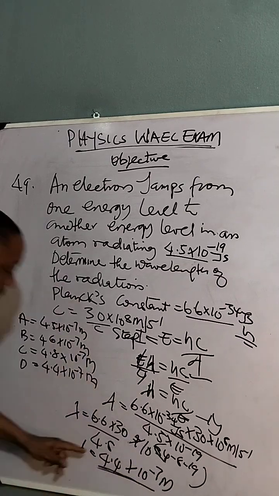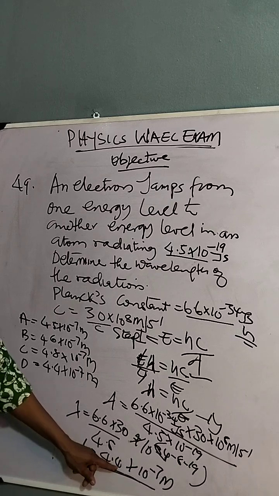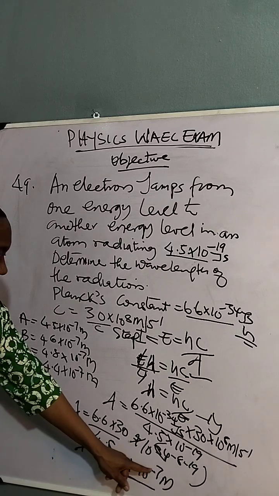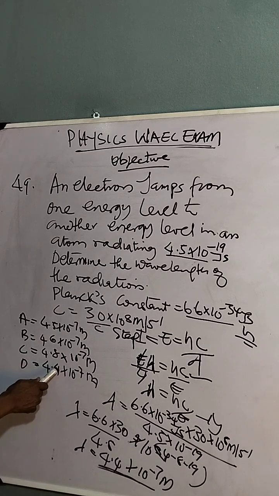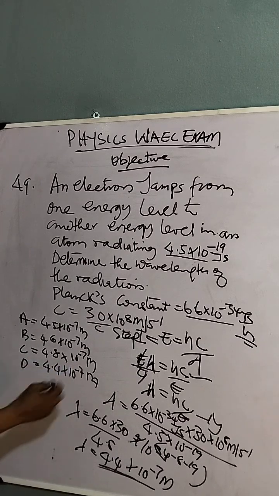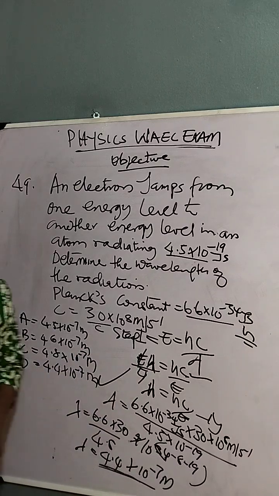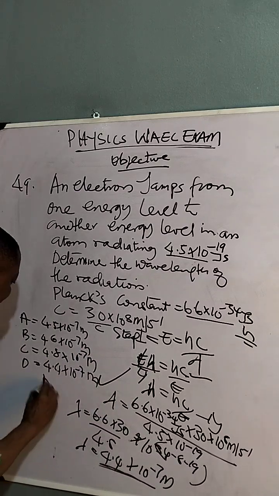So the answer is 4.4 times 10 raised to the power 7 meter. Do we have it in the options? Let's check. 4.4 times 10 raised to the power 7. This is the right answer. So the answer is D.